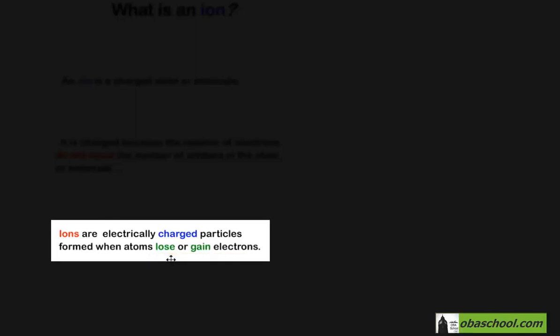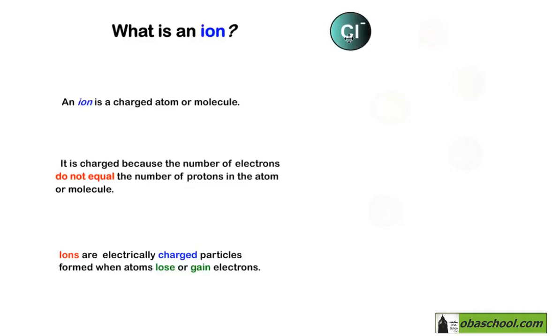Let's look at some examples. This is Cl-, the chloride ion. Notice the negative charge on the top right corner. This indicates that chlorine gained an electron to become chloride ion, because Cl- has a negative charge and the electron also has a negative charge. So this means that Cl gained an electron.